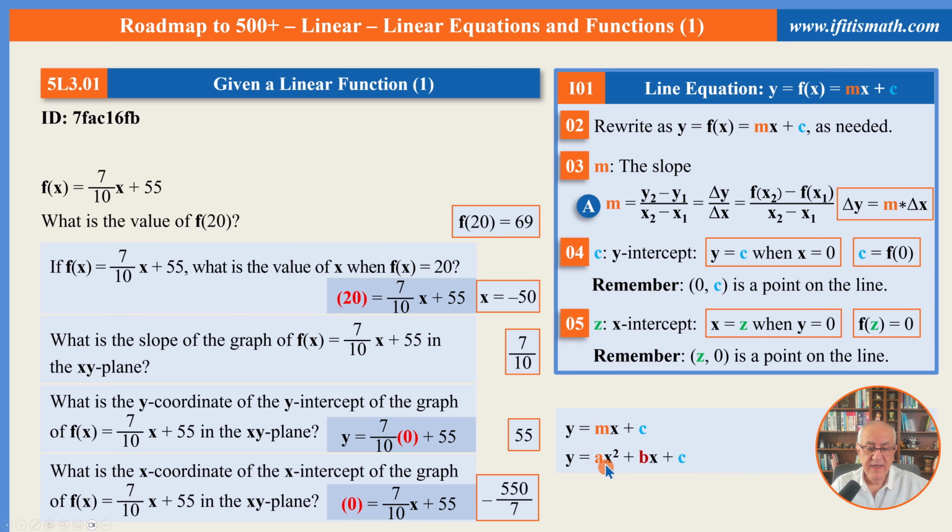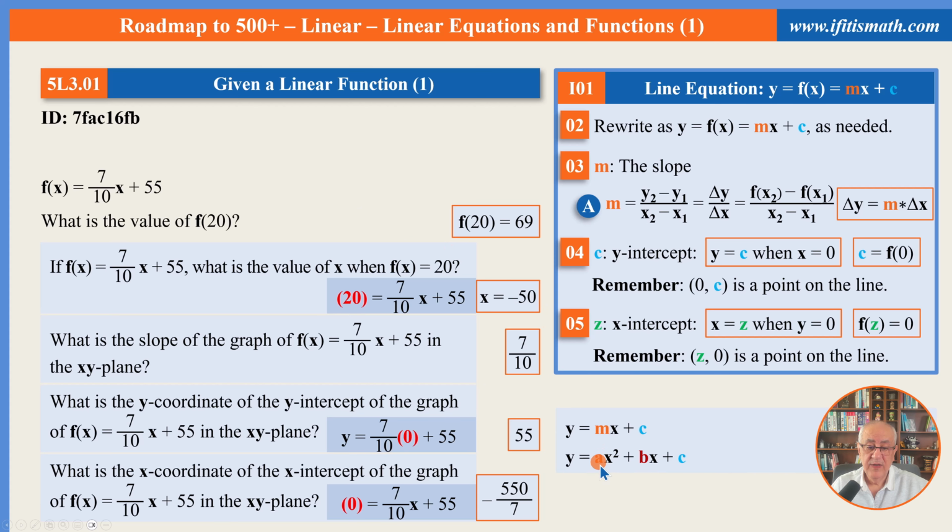Another thing, I use the color code here. You see m and a have something in common. They determine something about the shape of the graph of the function. Here, m, if it's positive, the line is going to go from quadrant 3 to quadrant 1. If m is negative, it's going to go from quadrant 4 to quadrant 2.